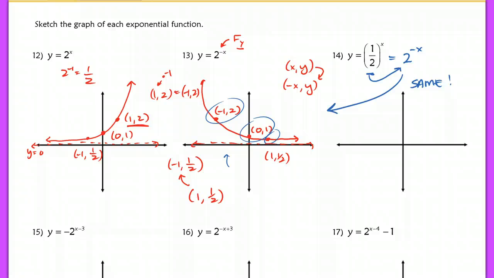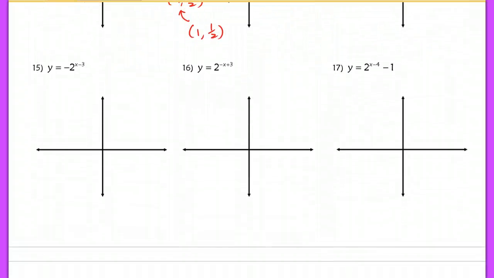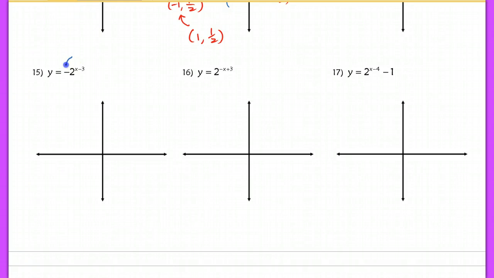In number 15, now we have two different transformations. We have a flip here, but this time the flip is over the y-axis, I'm sorry, the x-axis. So it's flipped over the x-axis, and this is going to be a shift to the right by 3 units. So we have a flip over the x and a shift to the right by 3 units. When you do your transformations, you want to do them in order of operations.